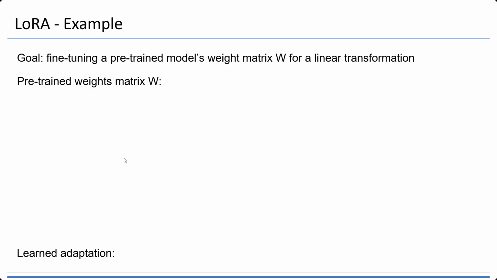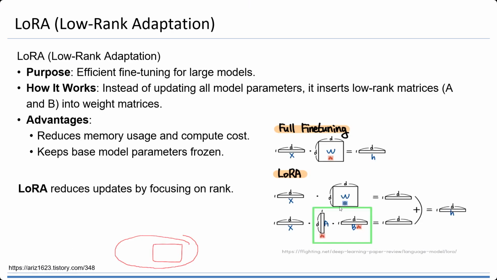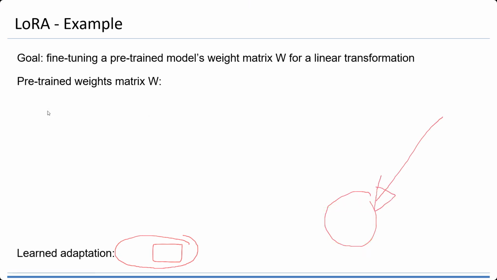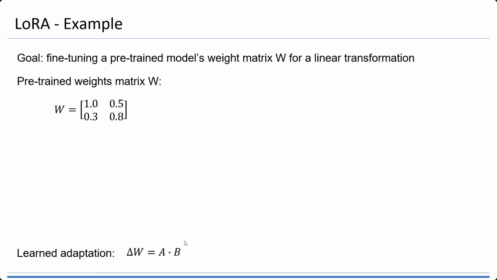The goal is fine-tuning pre-trained models with W for a linear transformation. Let's say the pre-trained weight matrix is like this one. Let me just make it simple. And after that, we have the learned adaptation, which is A multiplied by B. So we have the A and B. So this is the learned adaptation, from A multiplied by B.